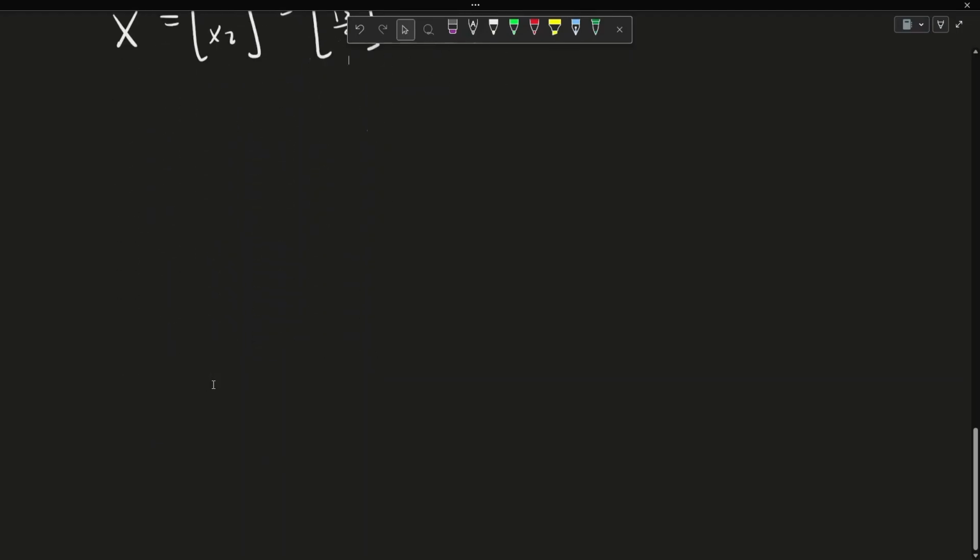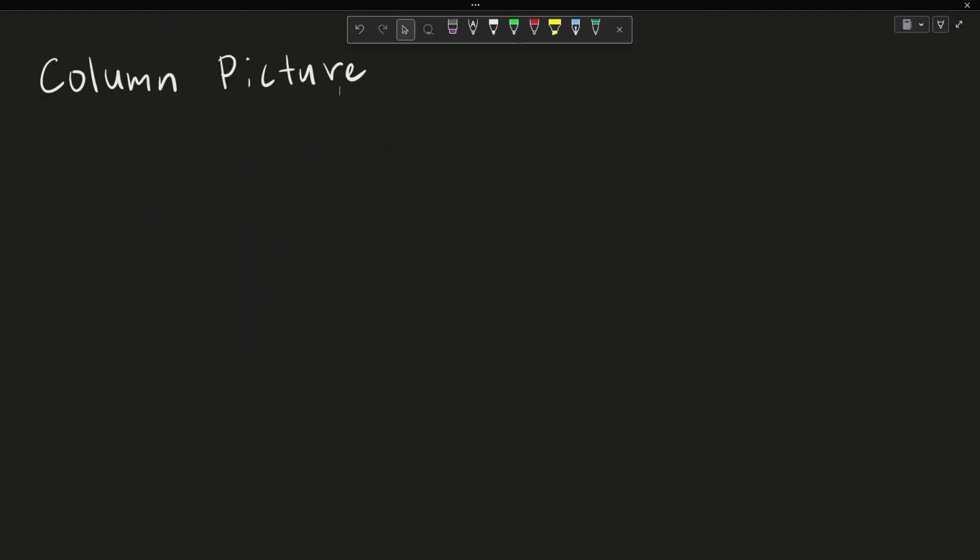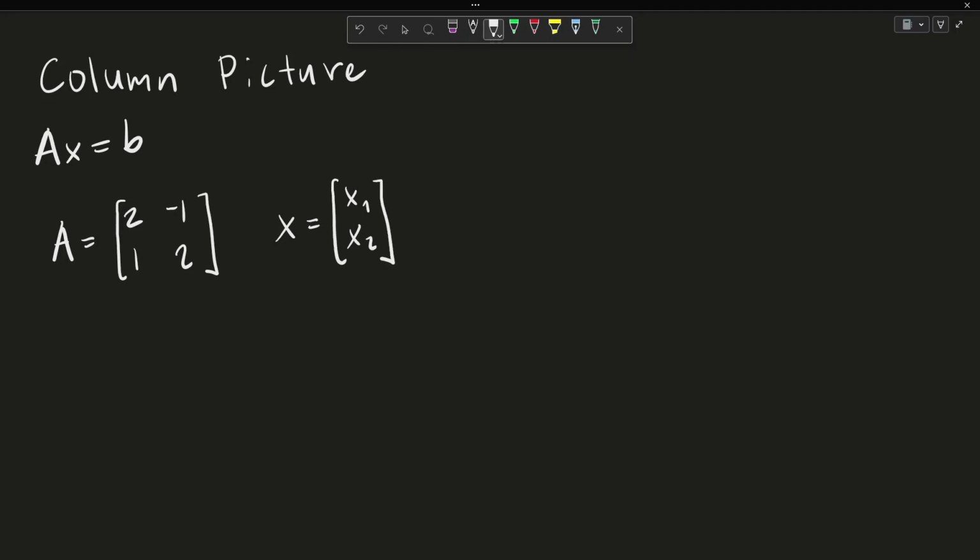Now we move on to column picture. What column picture aims to do is to represent the expression ax equals b as a linear combination of column vectors. And so we interpret this column-wise, as is implied by the name column picture. And so using the same example as earlier, let's show what we mean by this. If we use the matrix A, which is equal to 2, negative 1, 1, 2, we have x equal to x1, x2, and our same b equal to 3, 8.